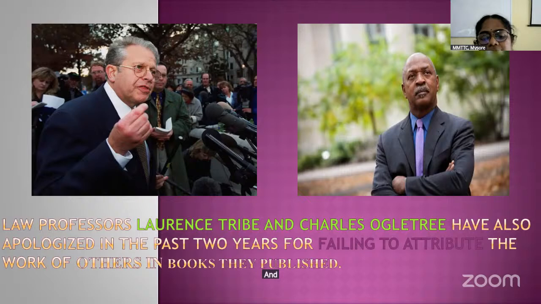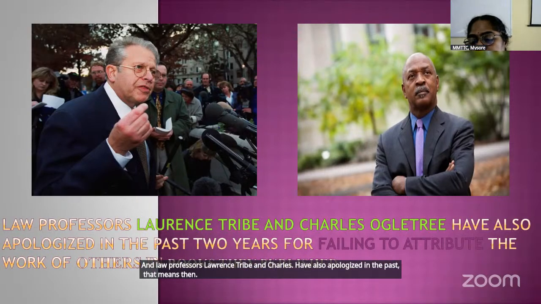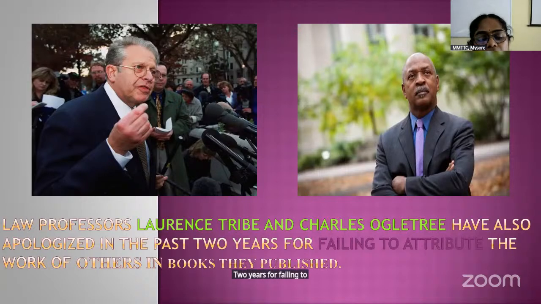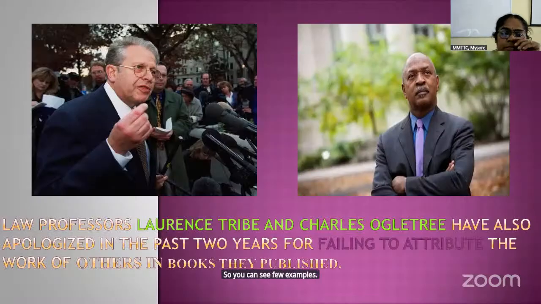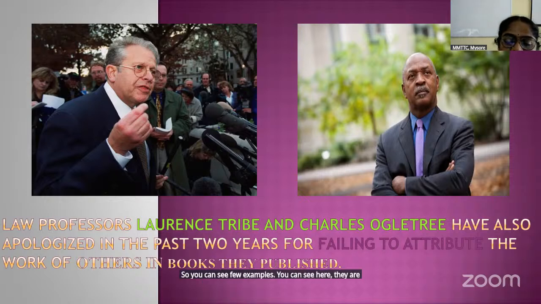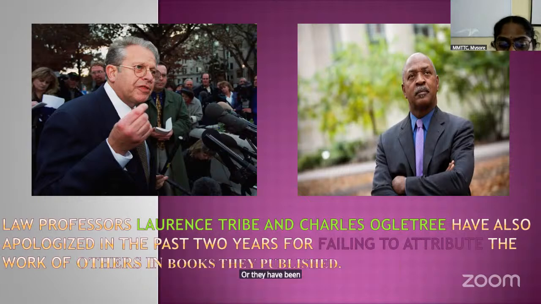And law professors Laurence Tribe and Charles Ogletree have also apologized in the past, that is two years ago, for failing to attribute the work of others in books they published. So you can see a few examples. They are also being charged for plagiarism, whether they have been taken off from their employment or they have been punished, and even they have been barred also. Those incidents are there. Next.